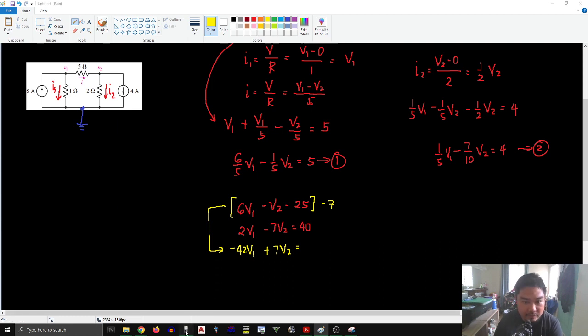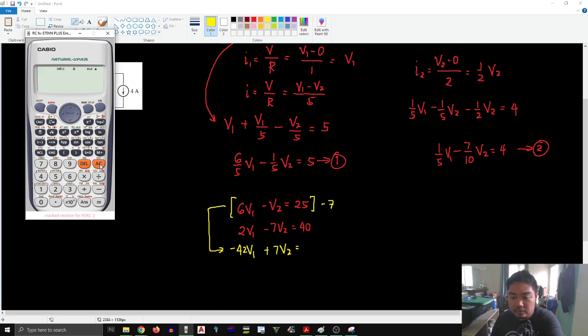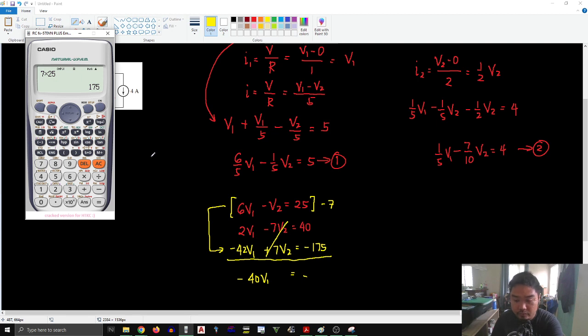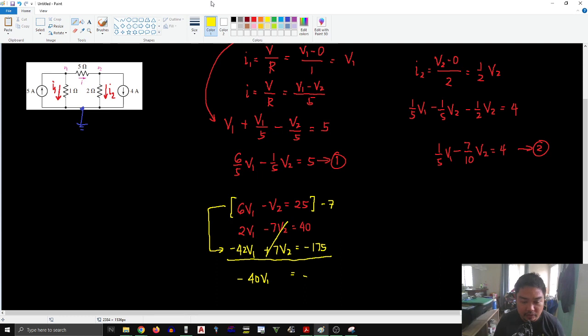Let me just grab my calculator here. 7 times 25 is negative 175. So, solving this will become 2 and negative 42, which is negative 40 b sub 1. The b sub 2 is 0, cancels out. Is equal to negative what? Let me just grab my calculator here. Negative 175 plus 40 is negative 135.